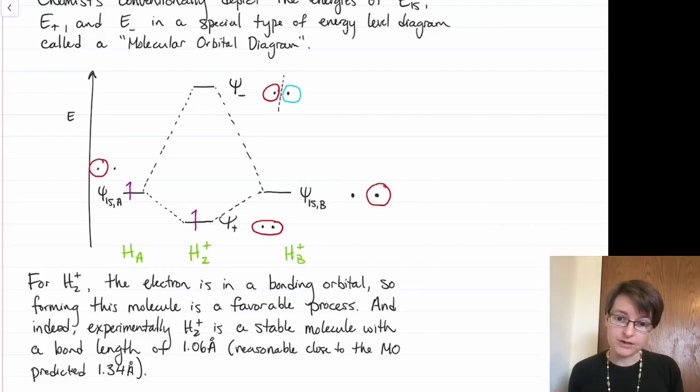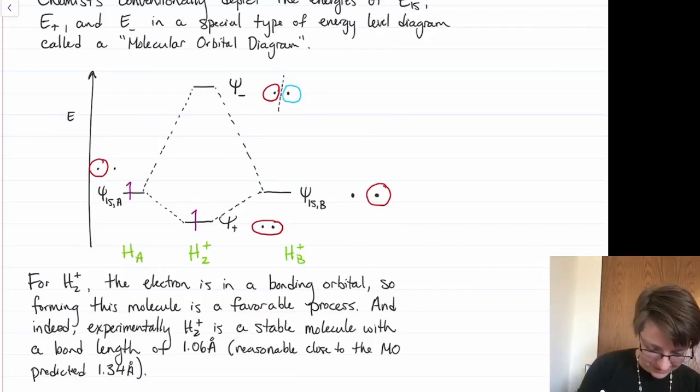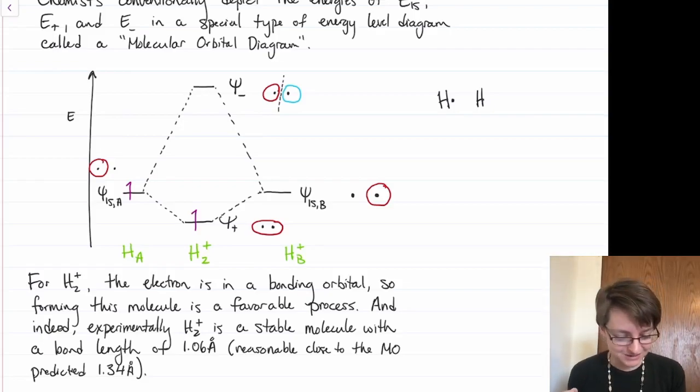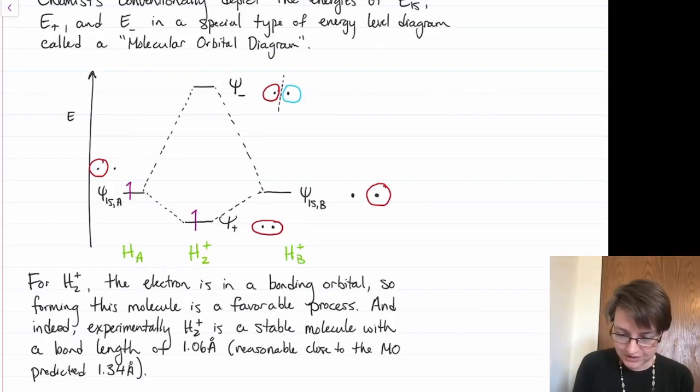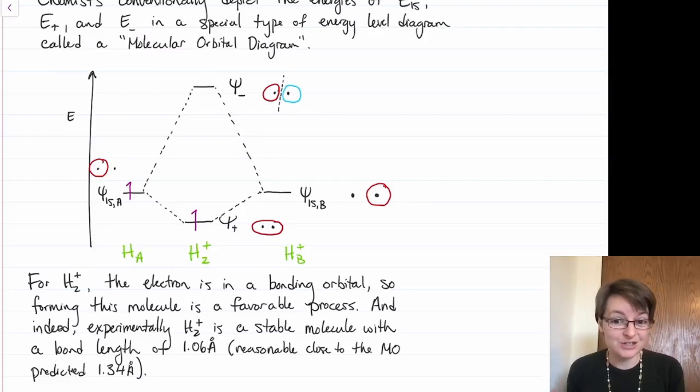And so MO theory is a good qualitative way of trying to understand the bonding behavior of molecules. This is not something that Lewis theory would have been able to predict, right? Because what do you do to draw a Lewis diagram of a molecule where there's only one electron? Don't you need two electrons to form a bond? So MO theory is a little bit more robust in this case in helping us predict somewhat strange molecules and knowing that they actually are able to form in real life.